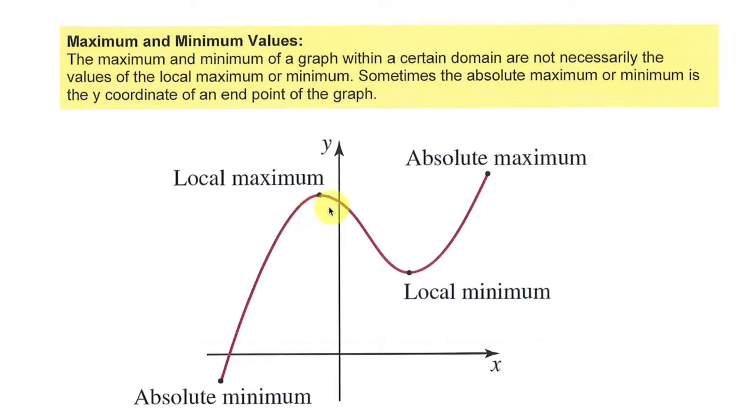Local max, min, you probably picked this up already from the previous bit of work, but there's my local max, there's my local min. The absolute maximum for the function given is here, and the absolute minimum is there. So around this area locally, that's the maximum value, and around this area locally is the minimum.